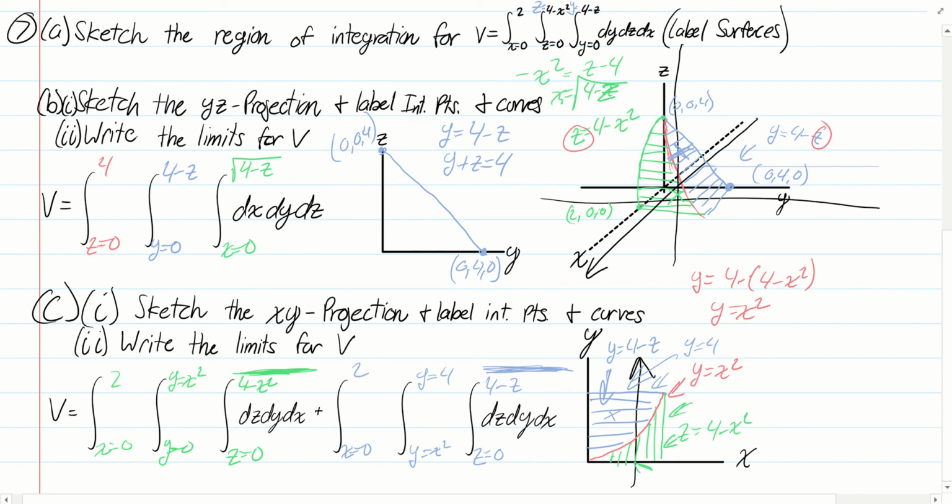All right. So you're probably going to have a problem exactly like this. No actual solving, just setting up.